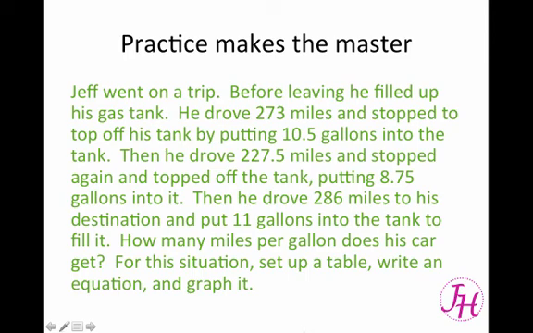All right, so now you're going to try this problem on your own. Jeff went on a trip. Before leaving, he filled up his gas tank. He drove 273 miles and stopped to top off his tank by putting 10.5 gallons into the tank. Then he drove 227.5 miles and stopped again and topped off the tank, putting 8.75 gallons into it. Then he drove 286 miles to his destination and put 11 gallons into the tank to fill it. How many miles per gallon does his car get?